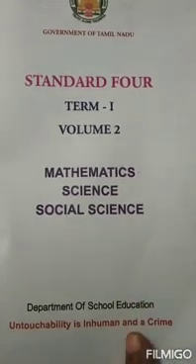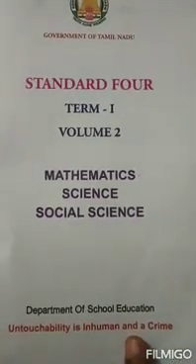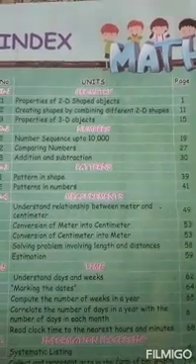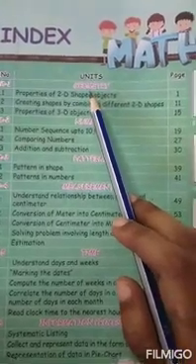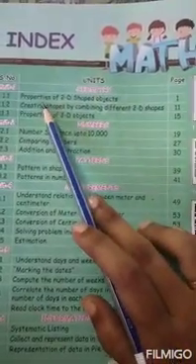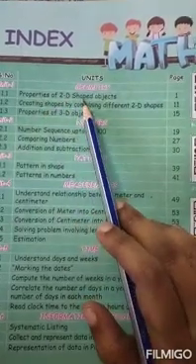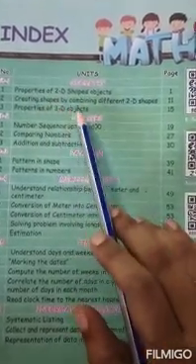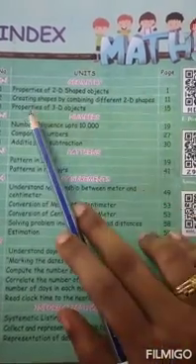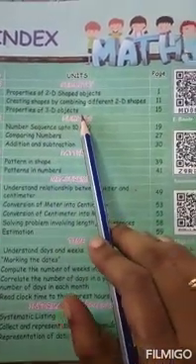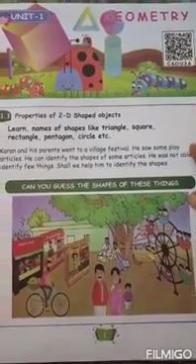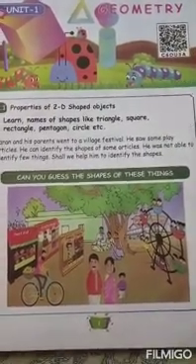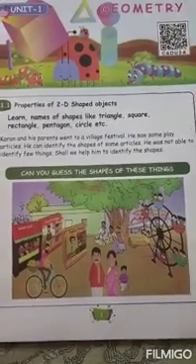Okay, children. We'll see which is the first topic in Maths. What is the first topic? Geometry. Okay, first topic is geometry. You are going to see about the properties of 2D shapes and creating shapes by combining different 2D shapes and properties of 3D objects. We have seen about 2D shapes and 3D shapes already. Yes or no? In basics class itself we have seen. We can go through this one and then we'll go to the next topic.